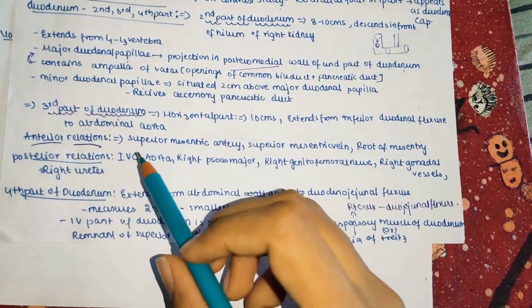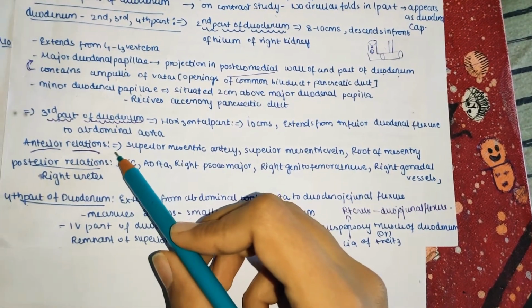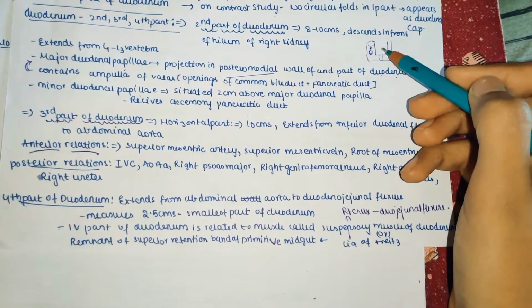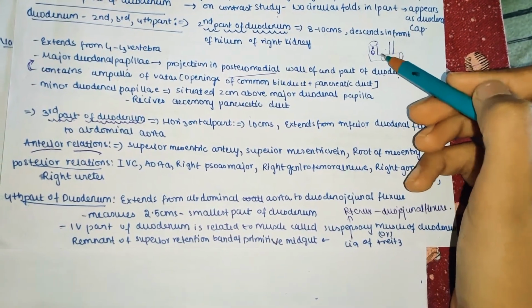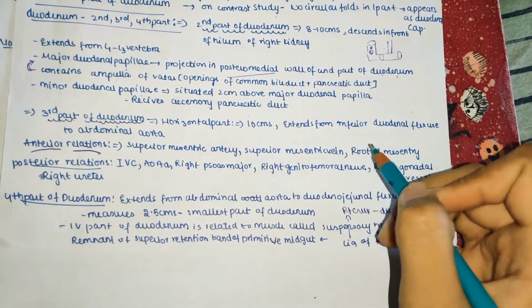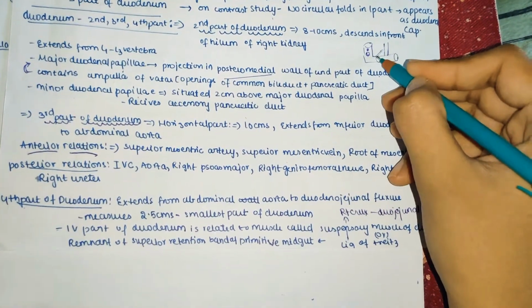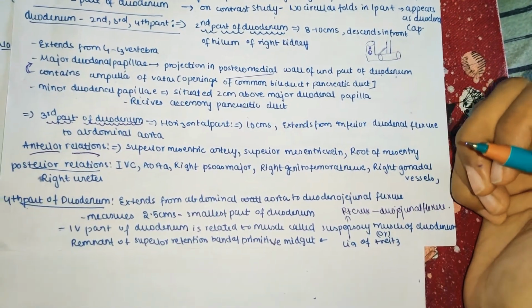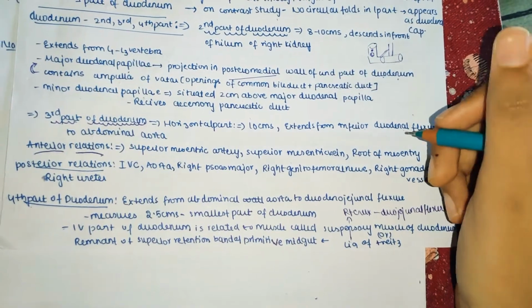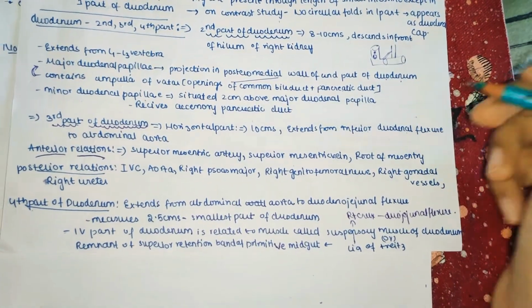Okay. Now coming to the anterior relations of the third part, here you will have the superior mesenteric artery, superior mesenteric vein, and also the root of the mesentery. So you will have the superior mesenteric vessels and also the root of the mesentery.